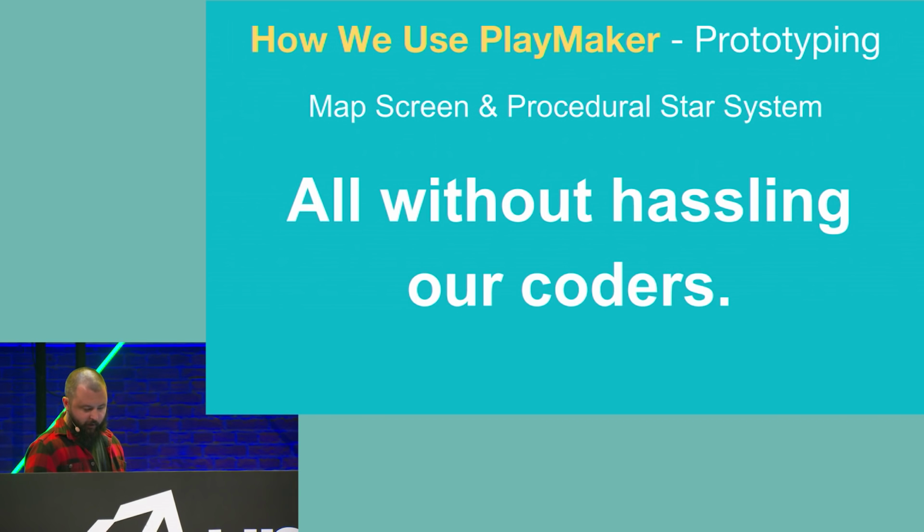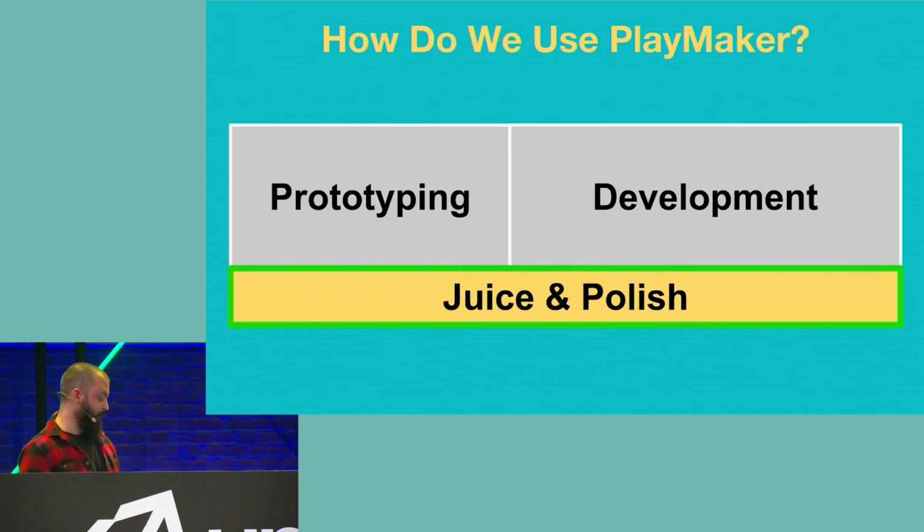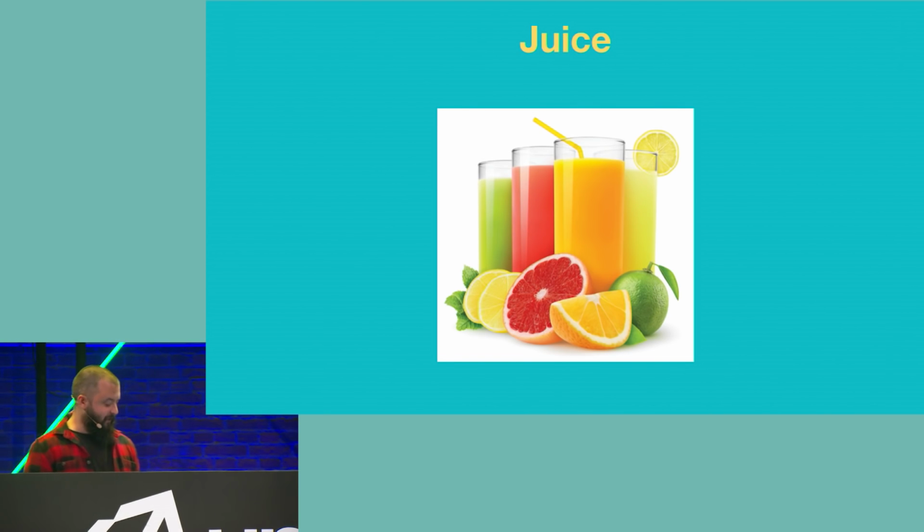So some more slides. OK, so from this, we go from prototyping into development where we actually integrate it with our systems. But before I do that, I want to take a quick diversion and talk about this concept of juice. So essentially, there you go, that's a picture of juice. This is a big part of why we have integrated PlayMaker into our development, because it allows us to get this really important aspect into the game from really early on without necessarily having an animator on the team.